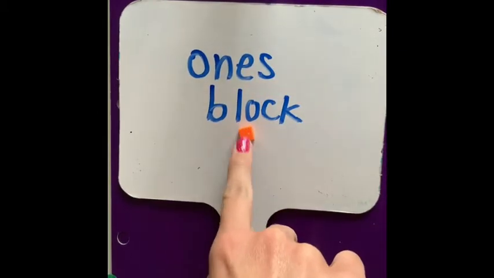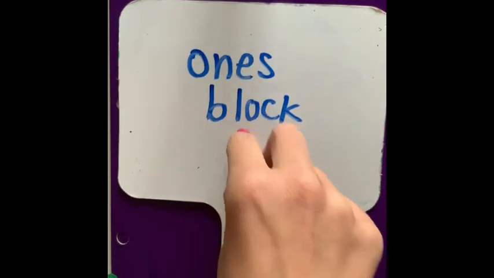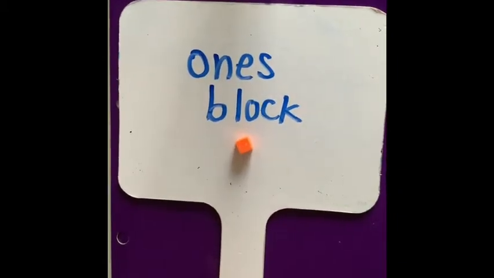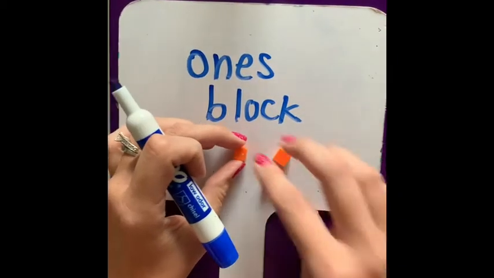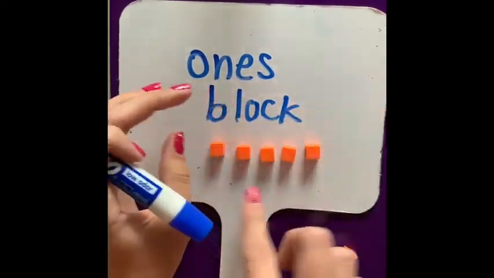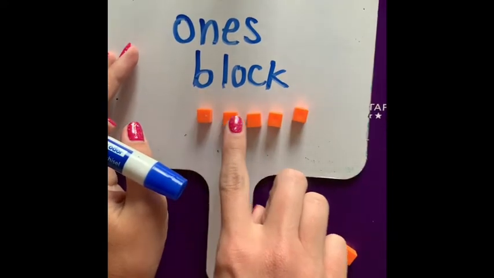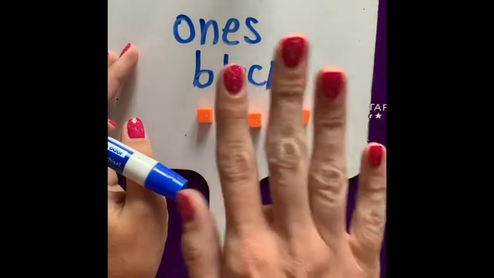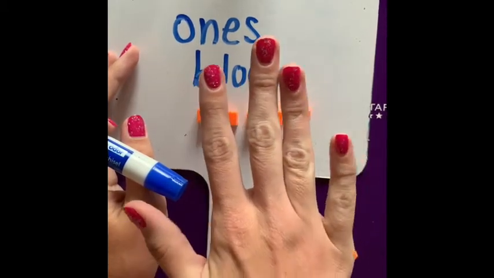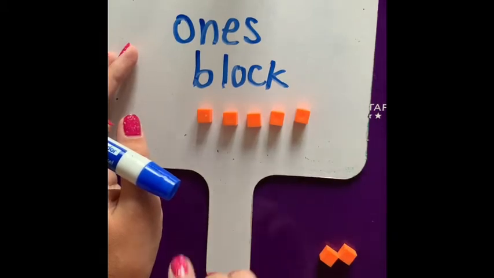A ones block is worth 1. So I'm going to put some ones blocks out here and you're going to count them and tell me how many it's worth. Let's count these to see how much it's worth. Count them. 1, 2, 3, 4, 5. I have 5 ones blocks. So this is worth 5. We just count them by ones.